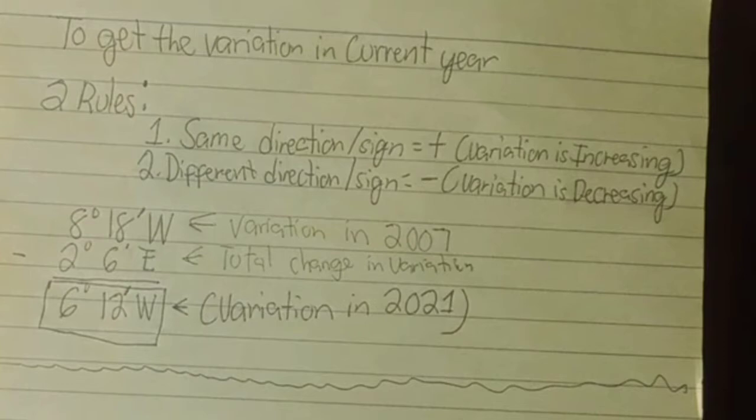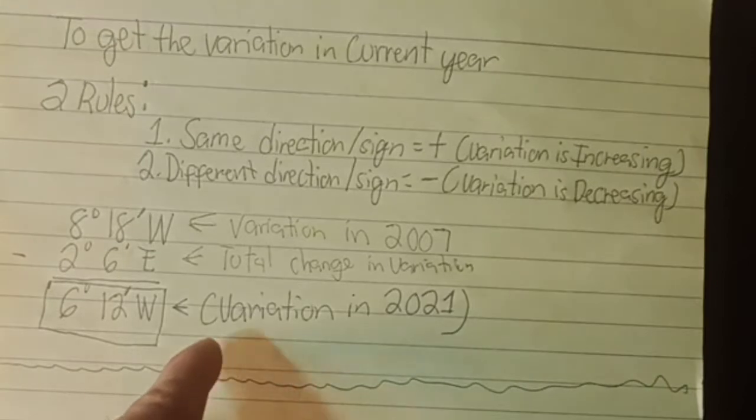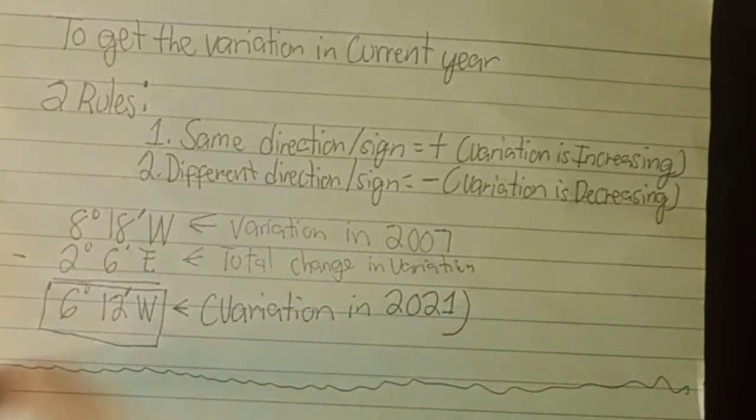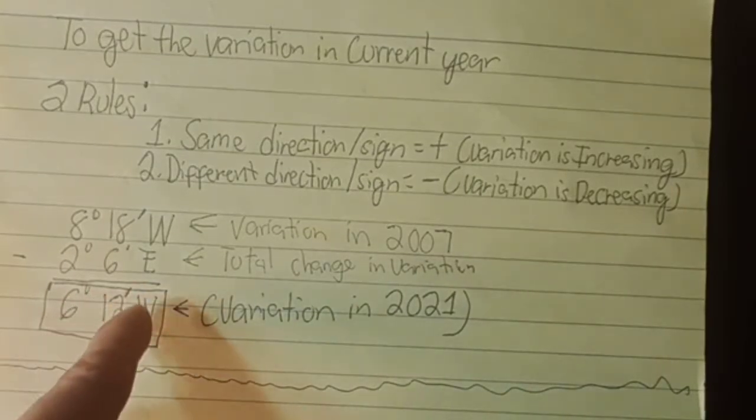If you are asking how you can know which sign to use in the final answer, just look at which is the higher number of the two, the variation in 2007 or the total change in variation. The higher number is the variation of 2007, so I use the west sign. This is the final answer: variation in 2021 is 6 degrees 12 minutes west.